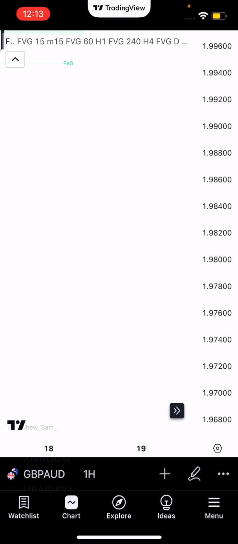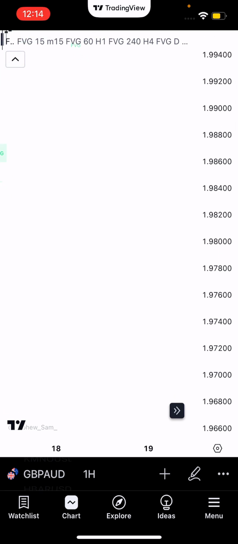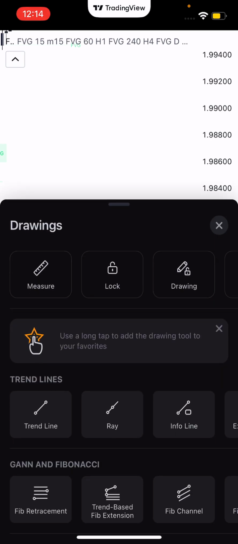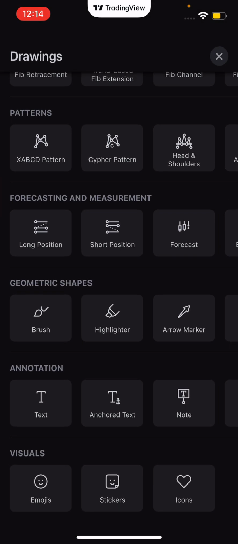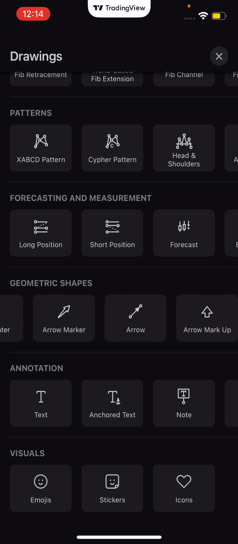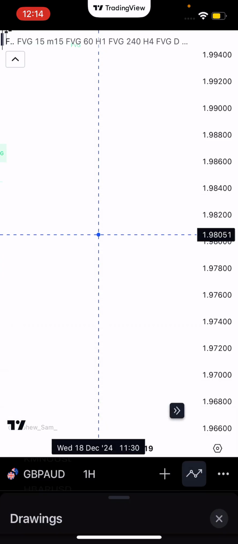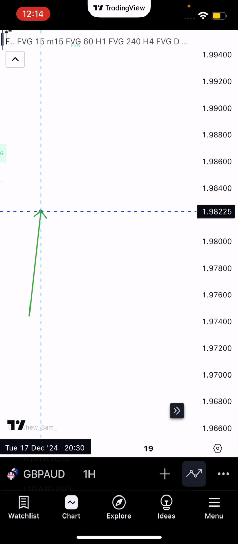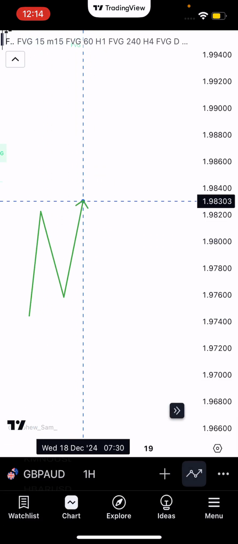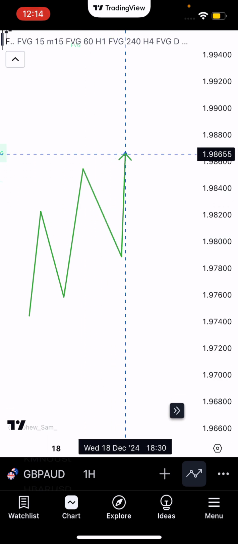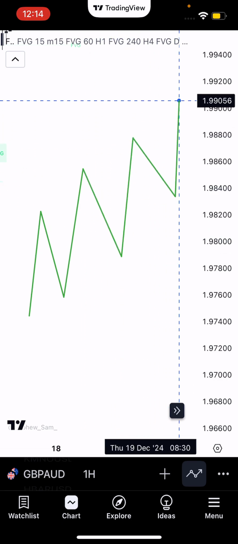Let's see how this strategy works. The first thing you need to know is that you need to figure out the price trend. So let's say for an uptrend, this is what an uptrend looks like. Break structure, break structure, break structure. It may not necessarily be clean like this, but it will be the same thing.